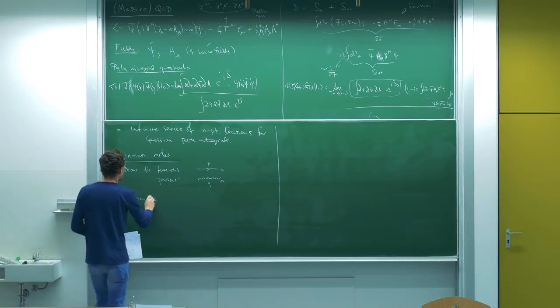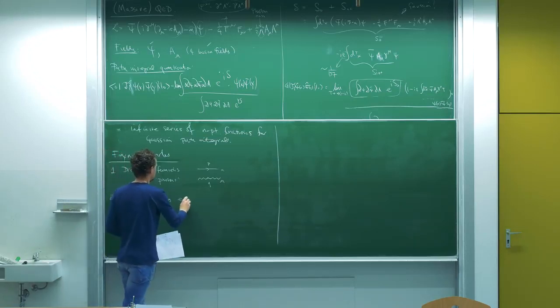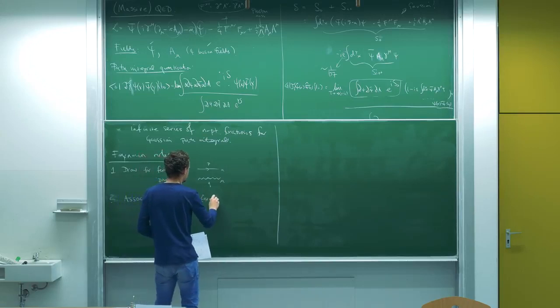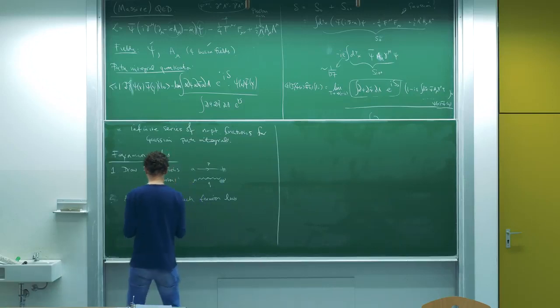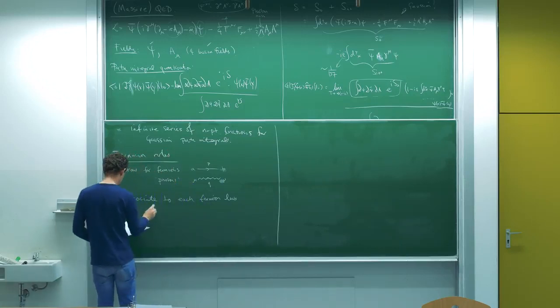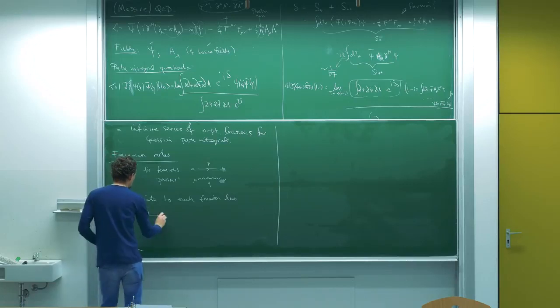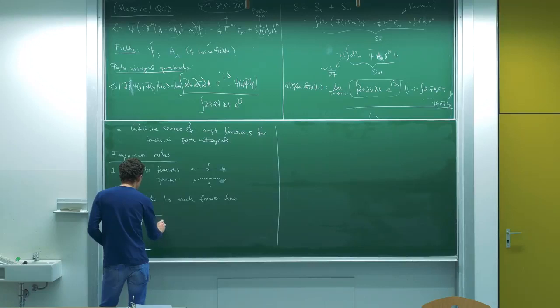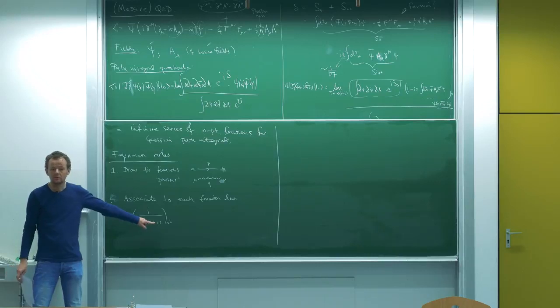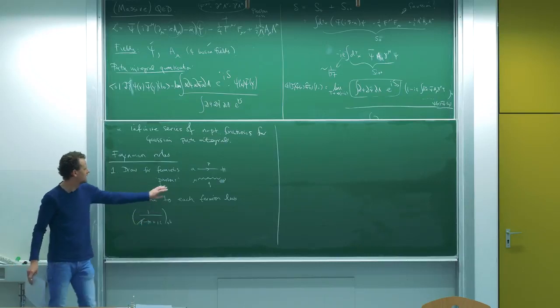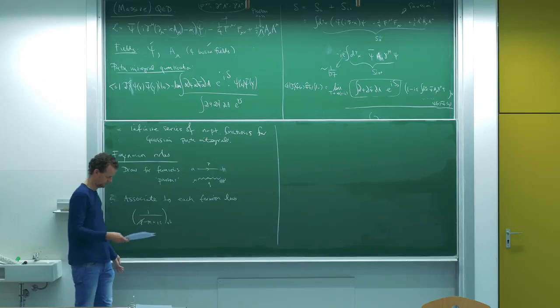And we associate to each fermion line A, B, mu, mu, the propagator, I'll use P, so it's P slash. So to each fermion line you associate this propagator here. This term will appear corresponding to that diagram.